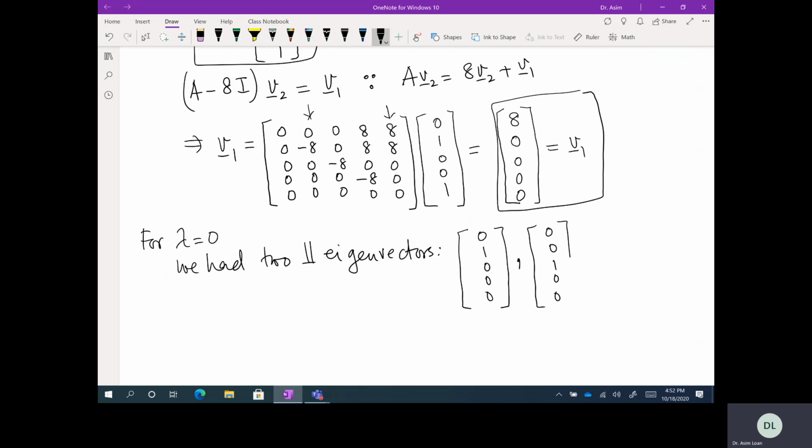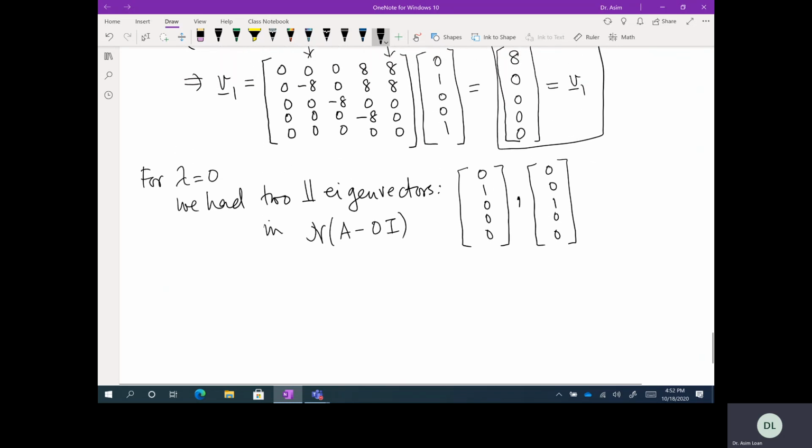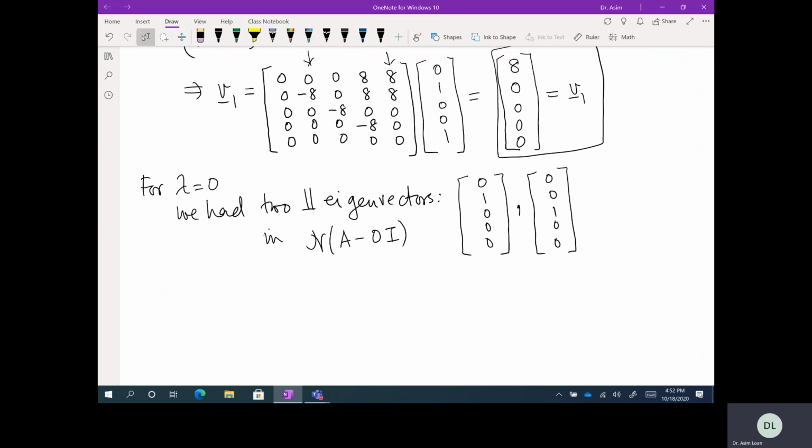Because if I pick the second column and the third column and multiply A times this one, it will be 0. If I multiply A times this one, this will be 0. So these are two eigenvectors in the null space of A minus 0I. And what was the rank here? The dimension of the null space of A minus 0I was 2. This means the rank of A minus 0I was 3.